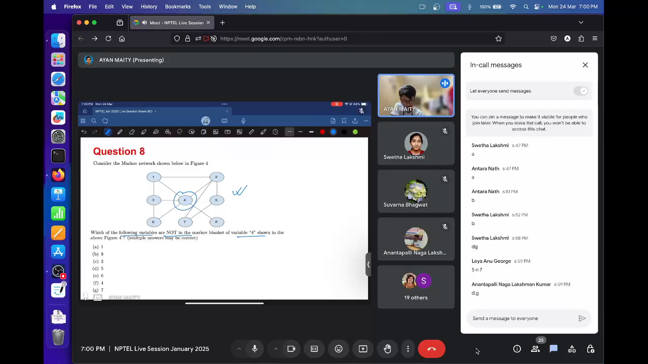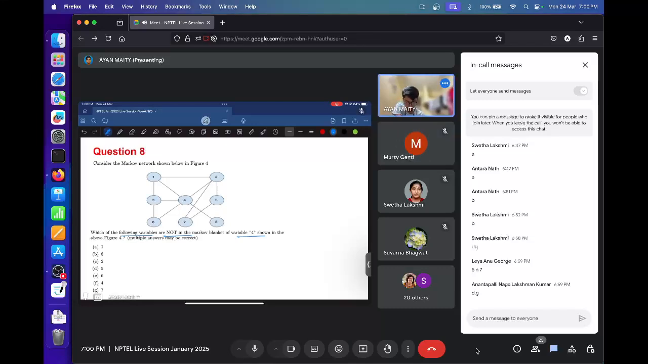So the Markov blanket of a given variable is simply the immediate neighbors of that variable. For example, for node 1, the immediate neighbors are node 2, node 3 and node 4. These are the three variables which have direct edges from node 1. So node 2, 3 and 4 would be in the Markov blanket of node 1. So immediate neighbors are present in the Markov blanket. So the answers are 5 and 7.